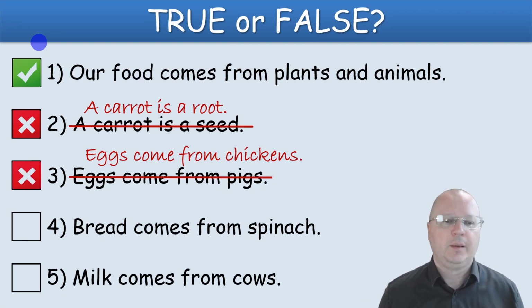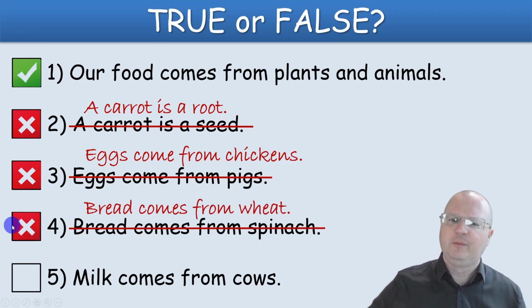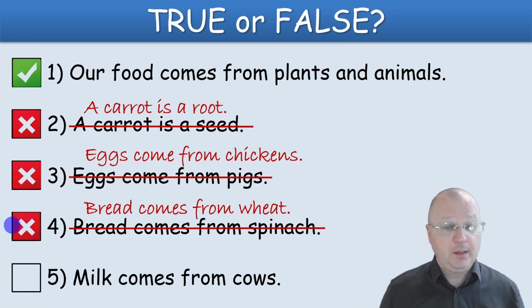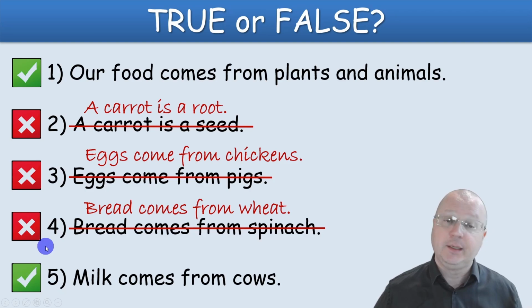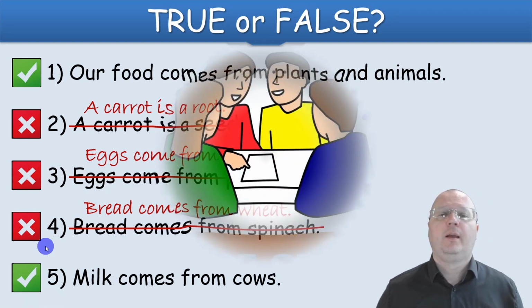So for example, bread comes from spinach. No, no, no. Bread comes from wheat. Milk comes from cows, and that is correct.